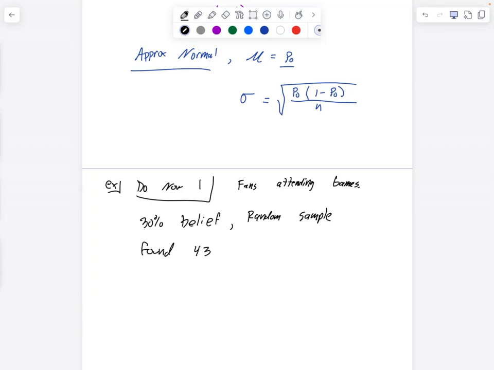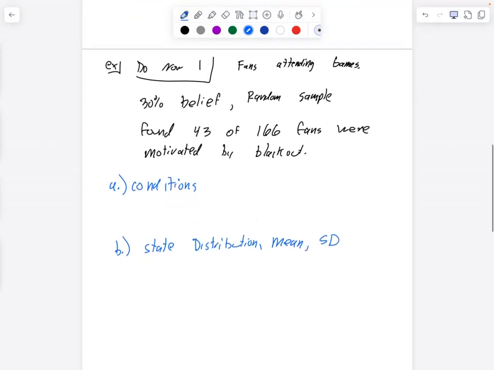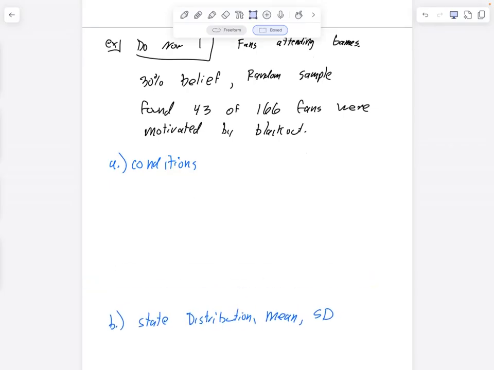Now, even though you already did it, I want you to check the conditions. A, check all 3 conditions now. Okay, we did 2. And B, state the distribution, the mean, and the standard deviation. You already have the S and the I from your Do Now. Now let's go out and practice this. This is the same one from your Do Now on Amplify. We only checked 2 conditions in our Do Now.